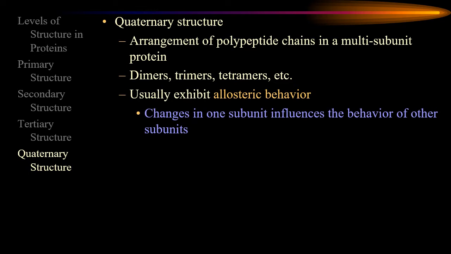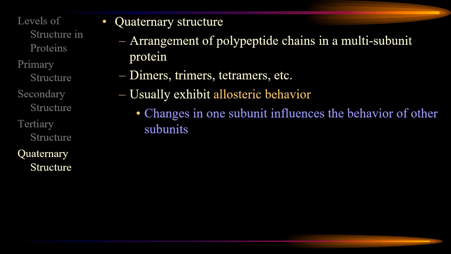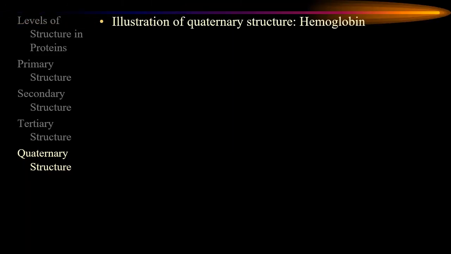Now, what's the importance of quaternary structure? These types of proteins usually exhibit allosteric behavior. What is allosteric behavior? This is where changes in one subunit influence the behavior of other subunits. We will illustrate the quaternary structure using hemoglobin as an example.